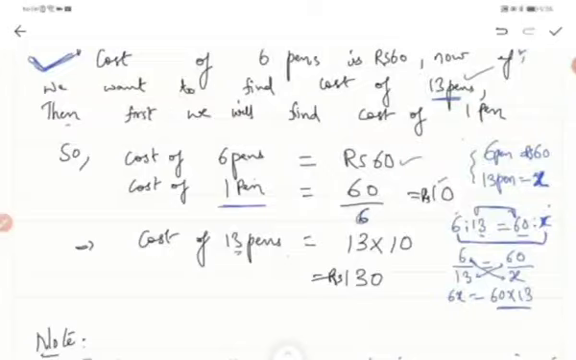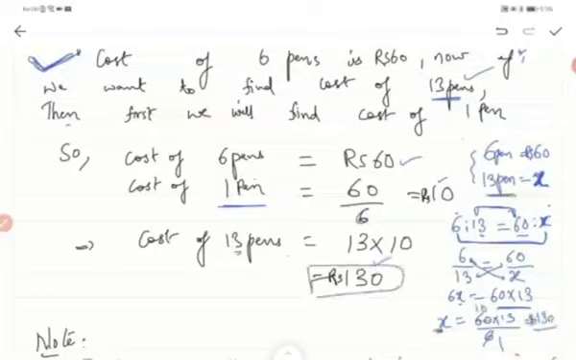Now I want to find the value of x. So x will be equal to 60 into 13 divided by 6. 6 ones are 6, 6 tens are 60. Now 10 into 13 is how much? 130. This is the value of x, so the cost of 13 pens is 130 rupees. We got the same answer as with the unitary method. So you can use either the direct method or the unitary method.